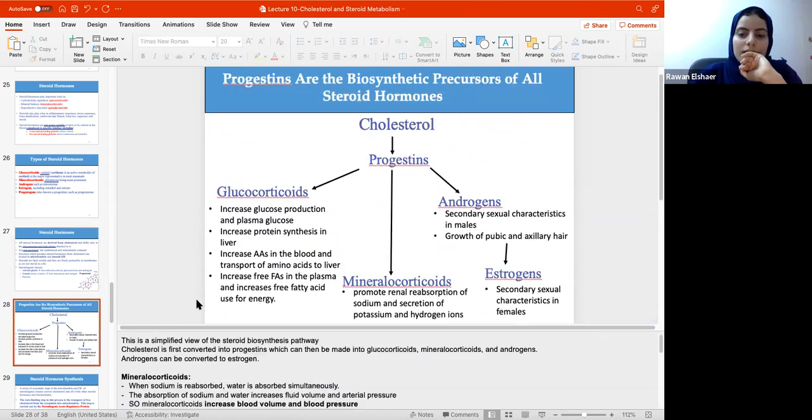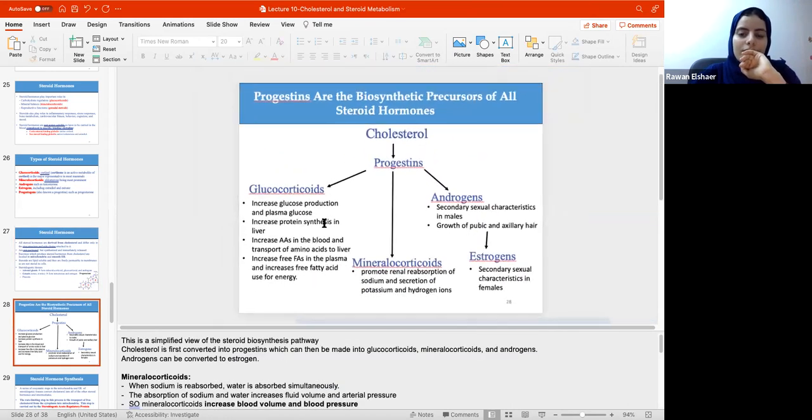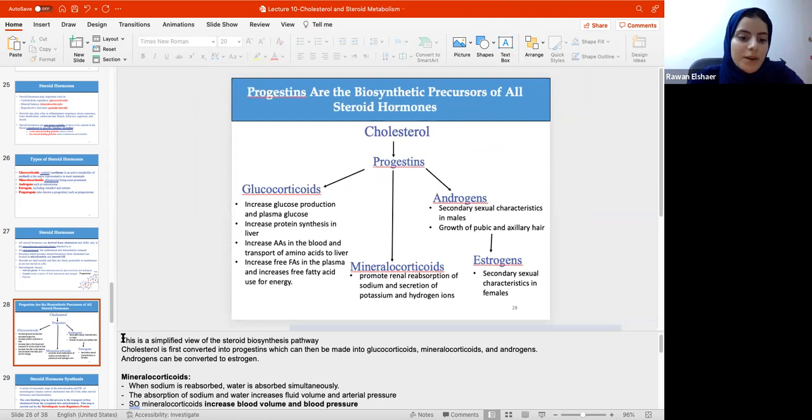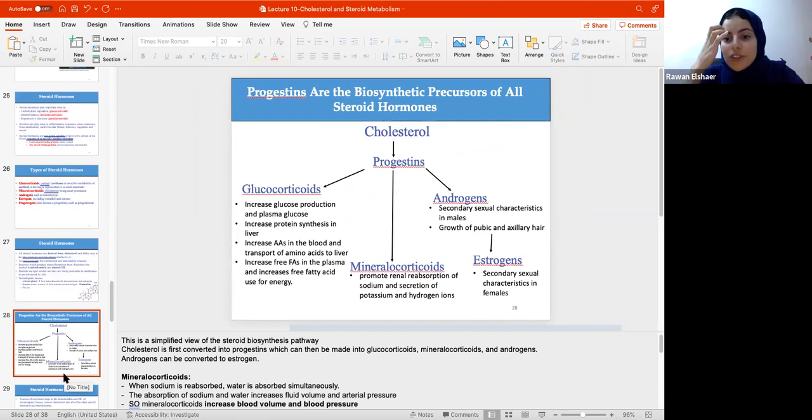Okay, next slide. This is a very simplistic view of the process. By the way, I rearranged some of the slides here for the flow of information, okay? I put the functions below each one, because it's important for you to know the function, so that when we discuss the disease, you can understand it better, okay? One thing you need to know is that progestin is the precursor for all these hormones. Cholesterol first gets converted to progestin, and then progestin can be converted to either glucocorticoids, mineral corticoids, and so on.